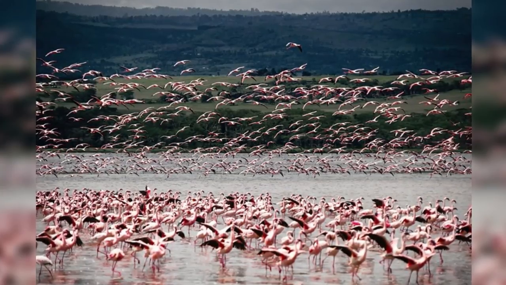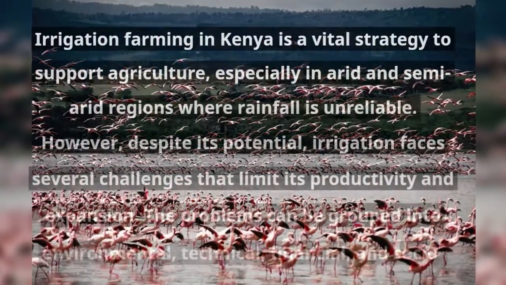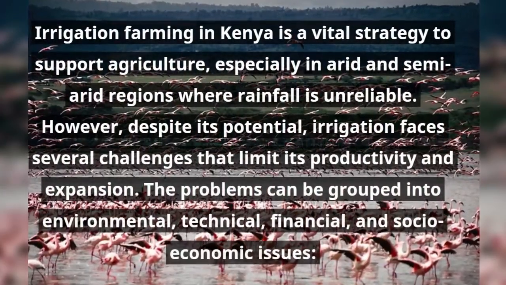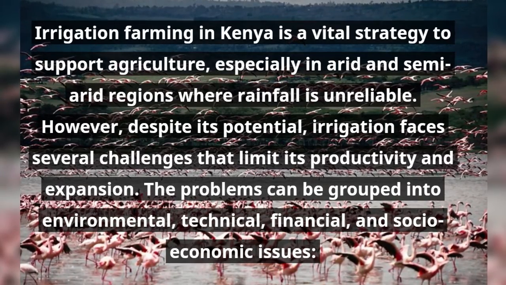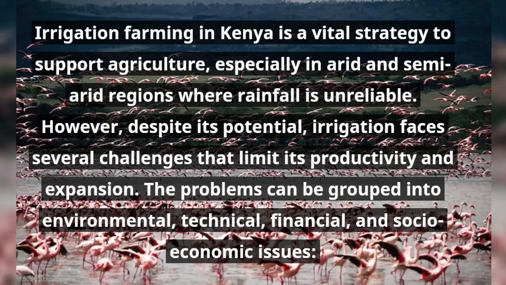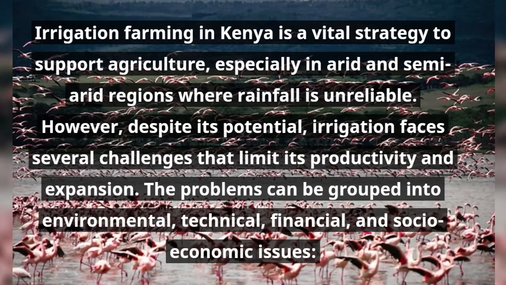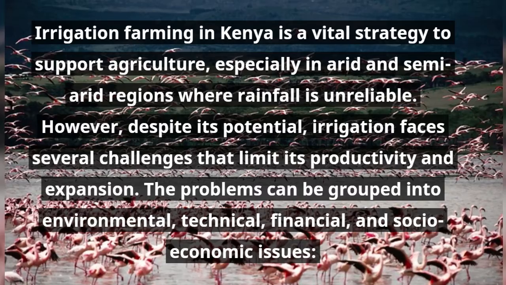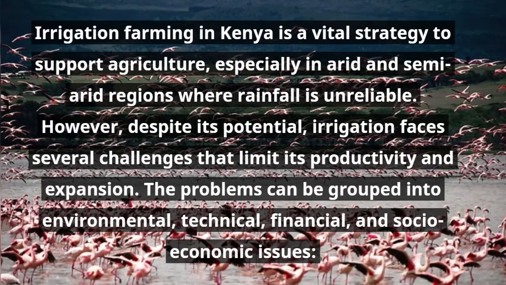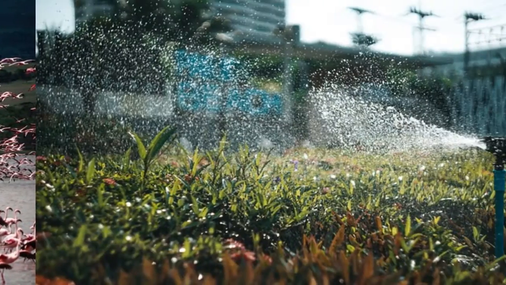Irrigation farming in Kenya is a vital strategy to support agriculture, especially in arid and semi-arid regions where rainfall is unreliable. However, despite its potential, irrigation faces several challenges that limit its productivity and expansion. The problems can be grouped into environmental, technical, financial, and socio-economic issues.